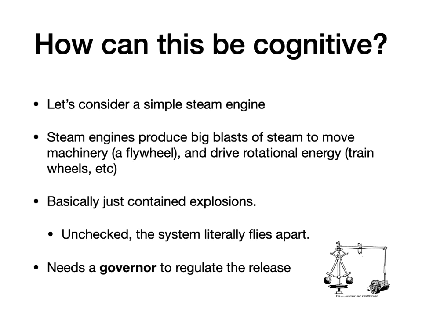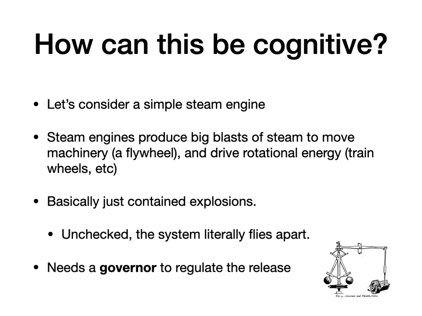So, consider a simple steam engine, right? Just in your mind, just think about a steam engine. It produces a big blast of steam to move machinery around, a flywheel, and that flywheel will drive rotational energy and move your train or whatever, right? It's just explosions that are contained. Now, if you don't check the operation of this, you just burn all the fuel all at once and you blast all the steam out, the system literally flies apart. It explodes, right? You need something to govern the release of this energy.